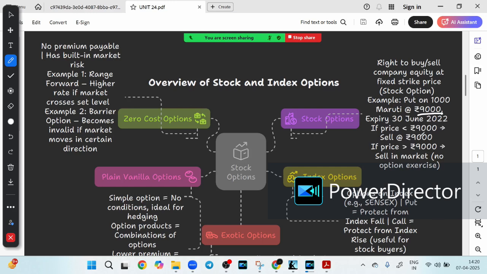That means it gives you the right to sell a company's equity. So in this case, you have a put option, which means you can sell it at 9,000. Suppose the price is below 9,000, then you will exercise this particular option. And if the price is higher than 9,000, you will not exercise. You will simply sell in the market. So that is what a stock option is all about. I told you about the stock option now. It's a smart move to lock in profit or hedge against loss.